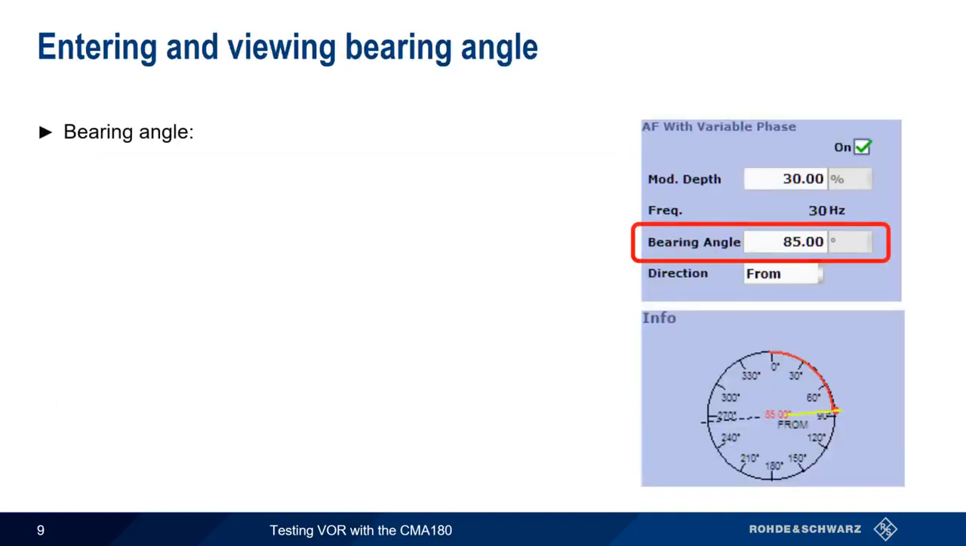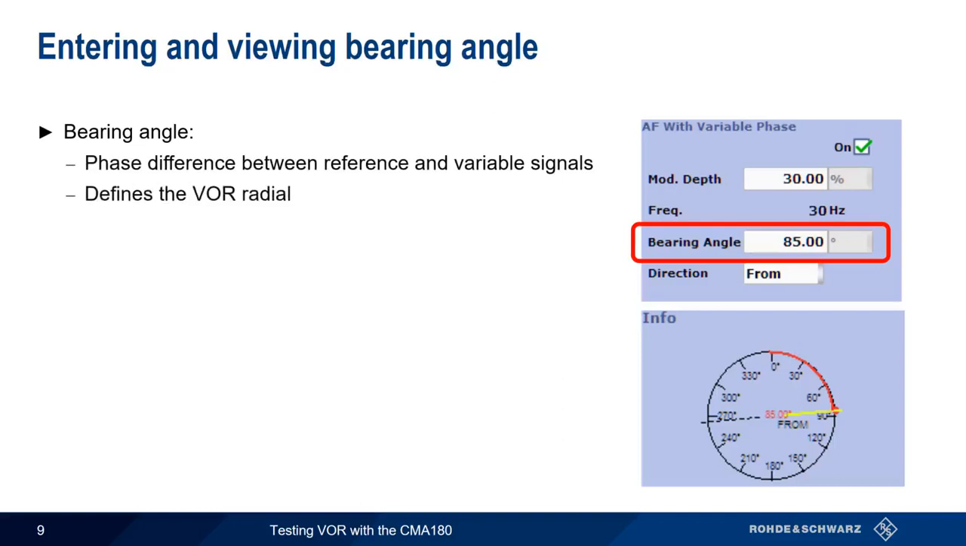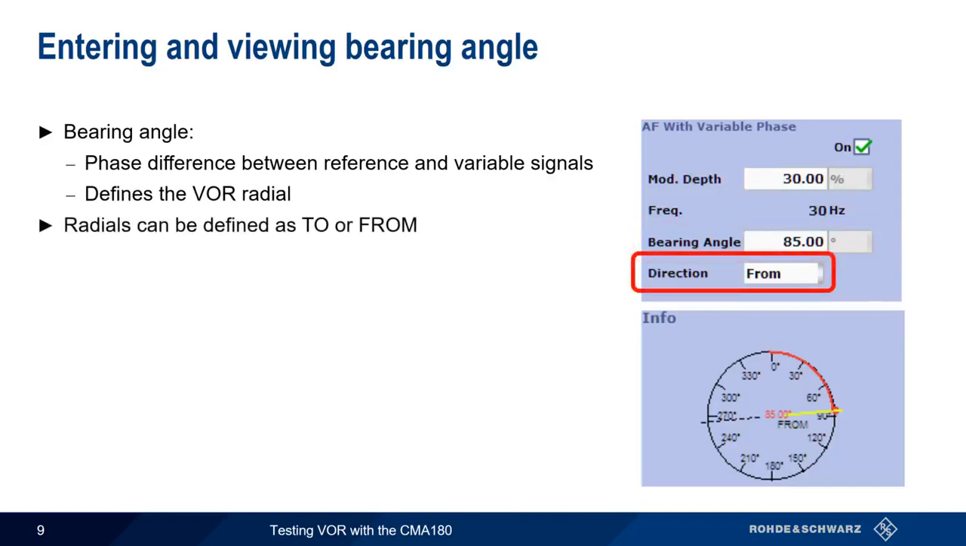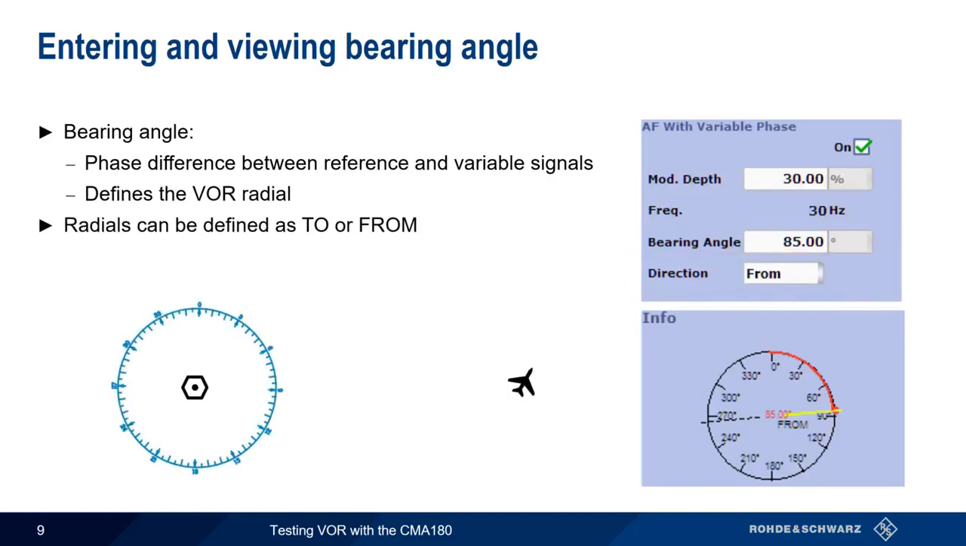Recall that bearing angle is the phase difference between the reference and variable signals, and that this difference defines the VOR radial. If we're on the 085 radial, then the difference in phase between reference and variable is 85 degrees. Note, however, that we can designate a radial either as to or from. For example, this aircraft is on the 085 from radial because the angle from the VOR to the aircraft is 85 degrees. We could also express this as the angle from the aircraft to the station, which would be 85 plus 180 or 265 degrees. The signal produced by the CMA is exactly the same in both cases.